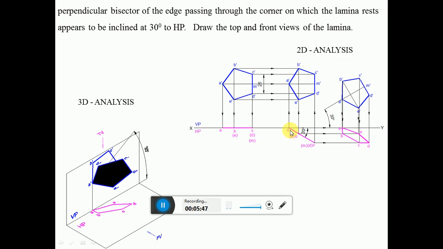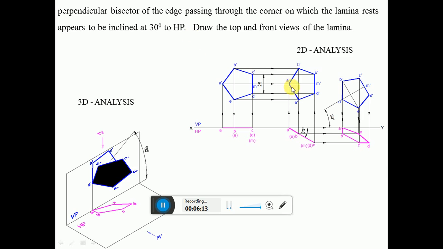I am repeating again and again, this is a very important concept. Wherein AM is inclined to VP, so obviously the length of this line is going to be reduced. So this is going to be an apparent length. The length of this will be less than the true length of the perpendicular bisector. Since the inclination given appears to be inclined, this is also the apparent inclination.